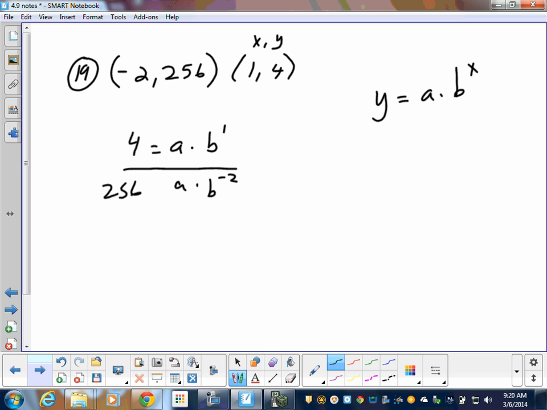Okay, so now all I do is I work my problem out. Well, this works out into being 1 over 4 times 4 is 16 times 4. It looks like that's 1 over what? 64? Equals b to the first minus a negative 2. That looks like that's b to the third.